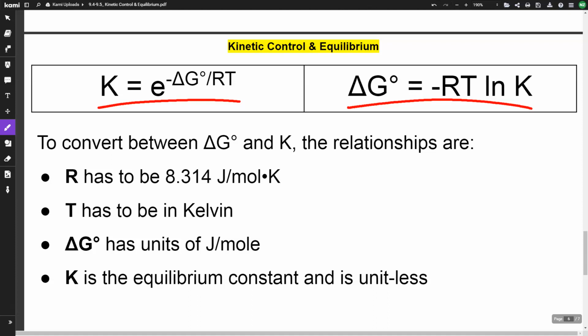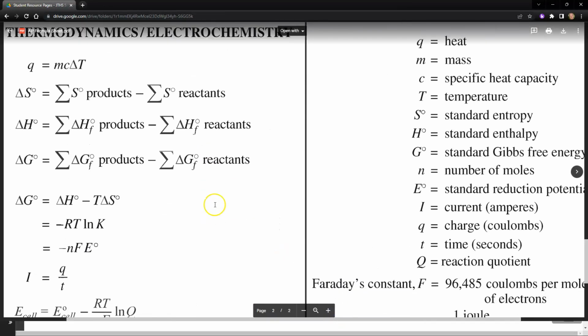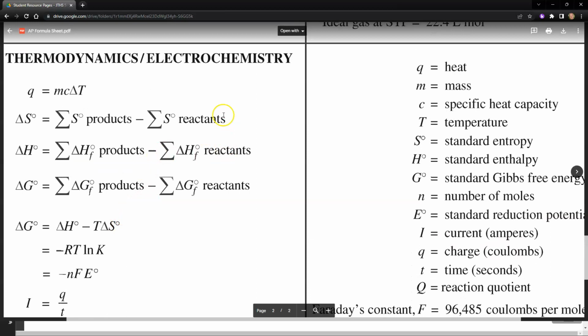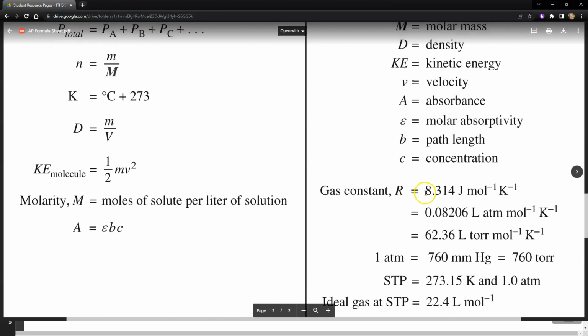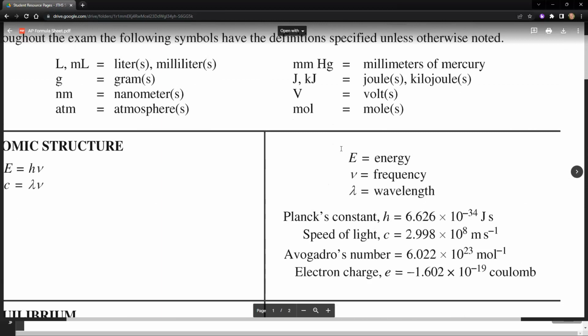Now I know you're probably panicking a little bit, and that's okay. This looks absolutely crazy, but let's take a look at the resource page that you get to use for the exam. If you look here, our relationship for delta G is right here. We also have, if you forgot, all of the other equations to find delta S, delta H, and delta G. We also have these constants. Our gas constant R is right here. So you don't have to memorize this. This is all on the formula sheet.